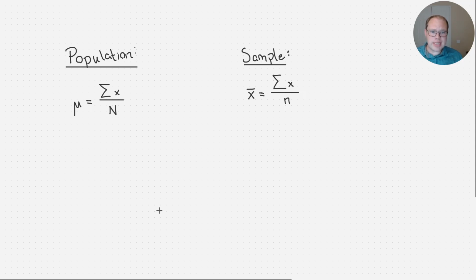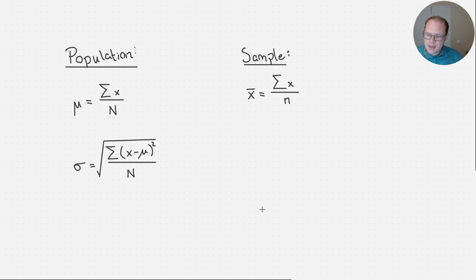For standard deviation, it's not quite so simple. For population, our standard deviation, which we notate using the Greek letter sigma, we add up all our deviations, x minus mu squared, divide by how many there are. Okay, that way we're averaging the squared distance of each data value from mu. And then to correct for the square, we take the square root.